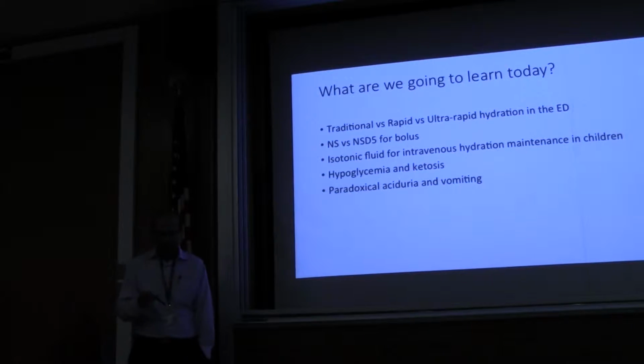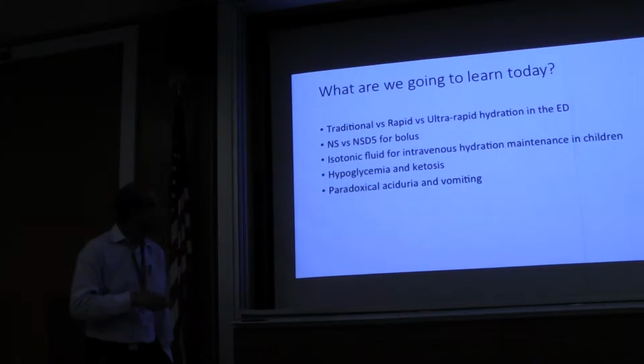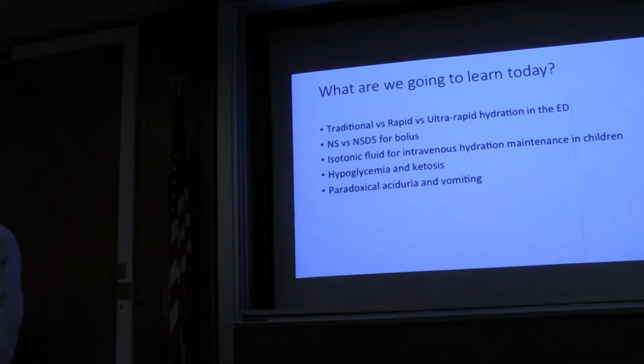What are we going to learn today is that I again have a struggle with how people manage simple gastroenteritis. So we will talk about the difference between traditional versus rapid versus ultra rapid hydration in the ED. We are at this point now, so there should be some clarification as to how we are going to do that. Should we give normal saline as a bolus? Should we give normal saline dextrose 5 as a bolus, and where we stand there?